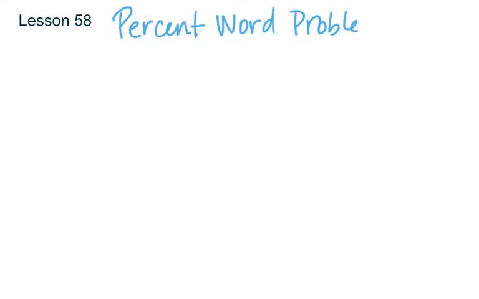This is lesson 58 from Saxon Algebra 1. They talk in lesson 58 about percent word problems. And often we write percent with that little percent symbol. It is absolutely necessary to be able to visualize percent word problems in order to work them effectively.